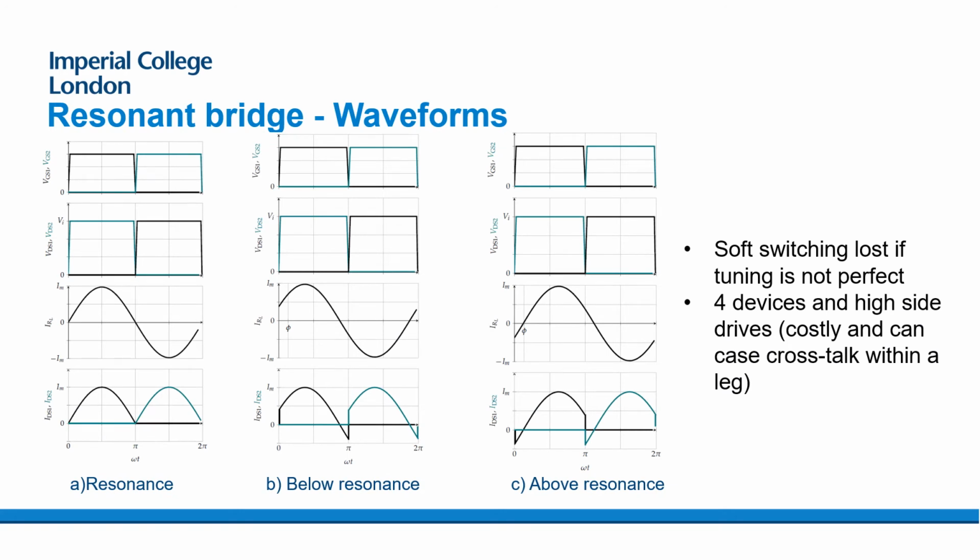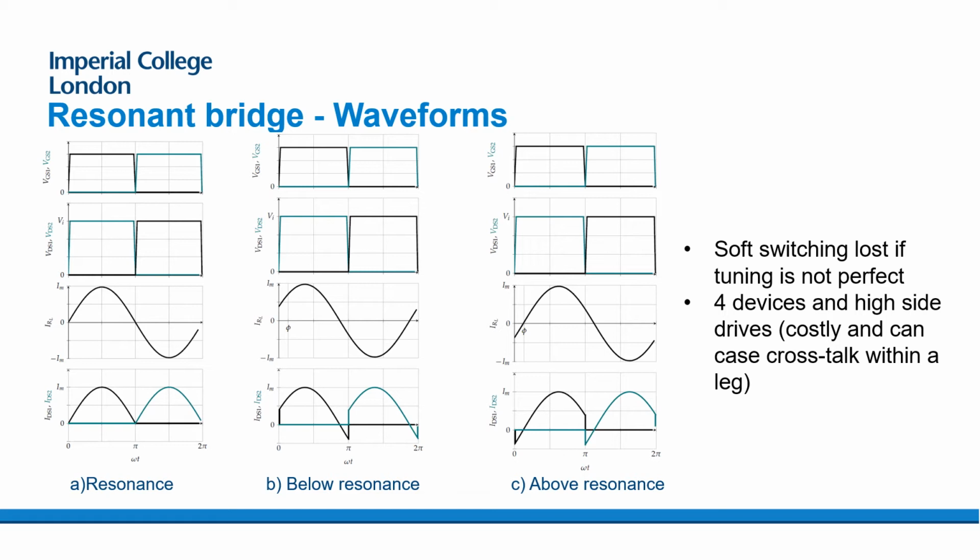So although this looks like a nice and simple topology, one of the issues with it is that it is using 2 devices or 4 devices in the full bridge system. 2 of them are high side driven and can lead to problems with crosstalk within one of the legs, particularly switching at these high frequencies.